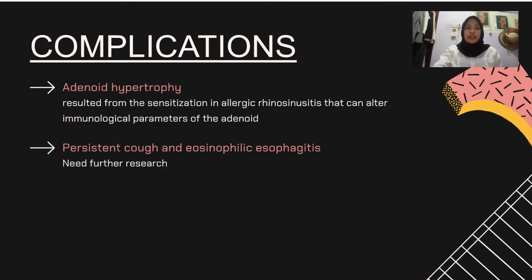Next. So the next one is adenoid hypertrophy. This results from the sensitization in allergic rhinosinusitis that can alter immunological parameters of the adenoid. And then the last one is persistent cough and eosinophilic esophagitis, but this also needs further research. And the next one is going to be explained by my friend.